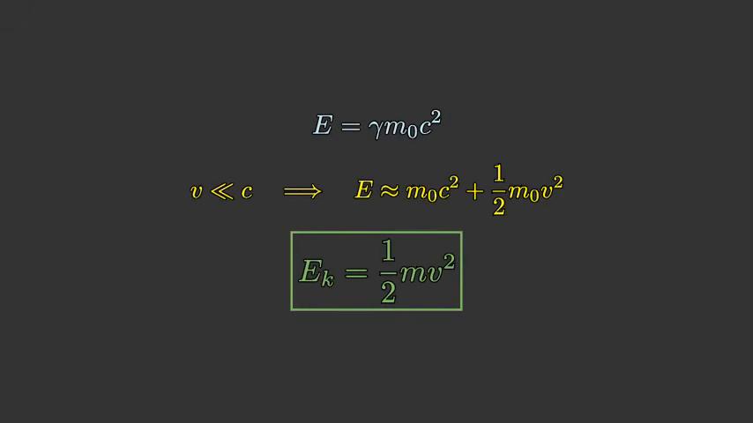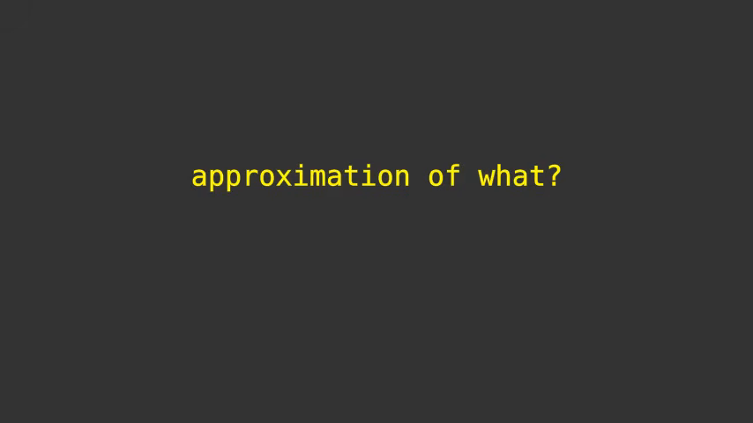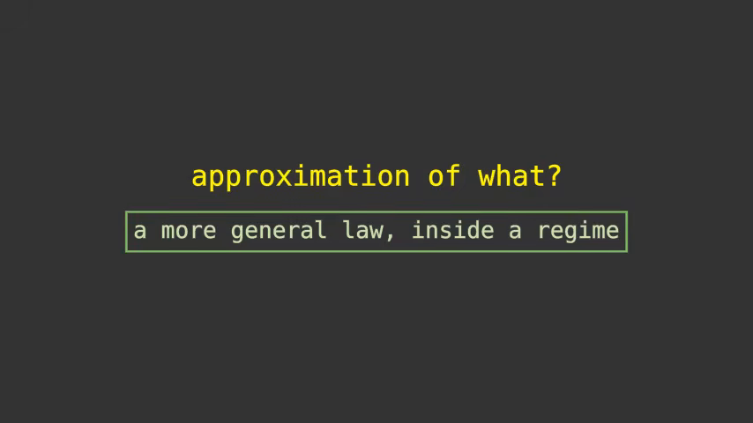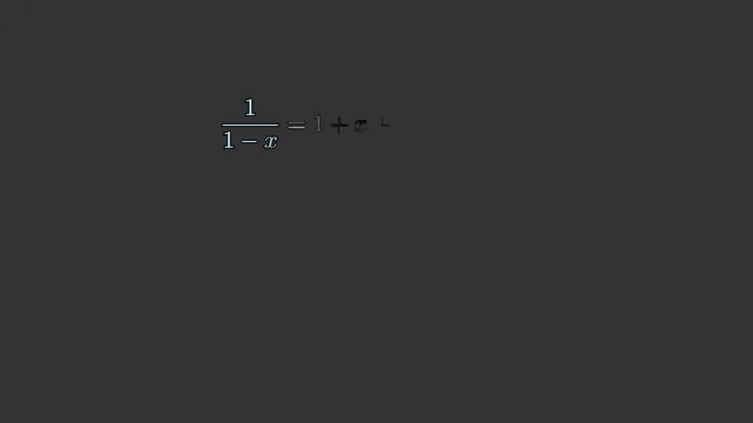Taylor series does not merely approximate a formula. Here it connects two theories. So what is an approximation of? Not of reality itself. It is an approximation of a more general description inside a specific regime. This is the practical meaning of Taylor series. A Taylor series does not say, the world is fake. It says, near this point under these conditions, this simpler model is what the deeper law looks like.